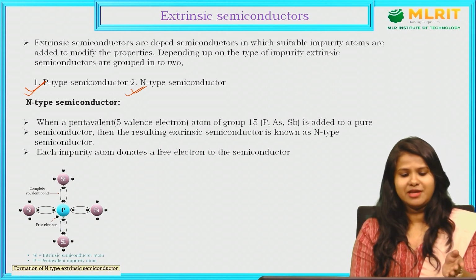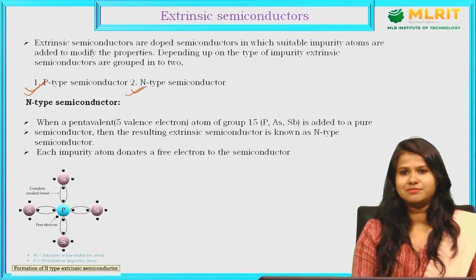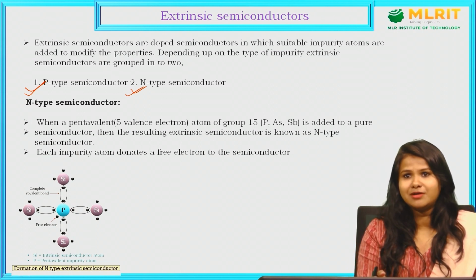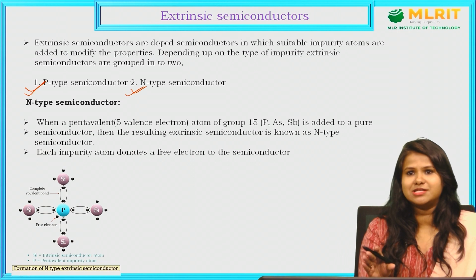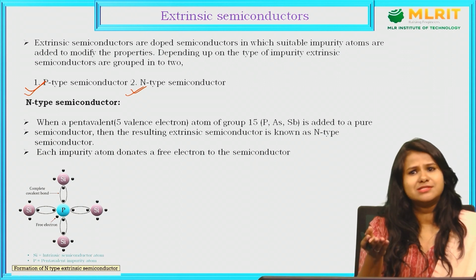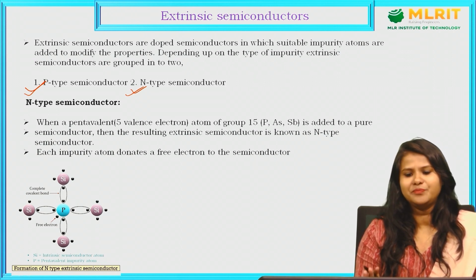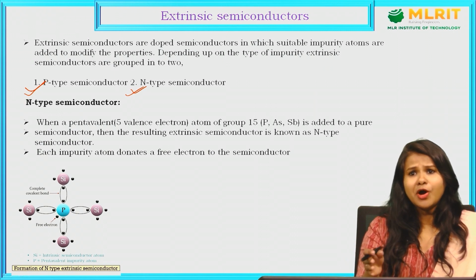N stands for negative. So, we can say that these are negative kind of semiconductors. Negative means we are considering the charge carriers, which are electrons. The charge of an electron is always negative. So, we can easily remember that here the majority charge carriers are electrons. So, how do we get this?